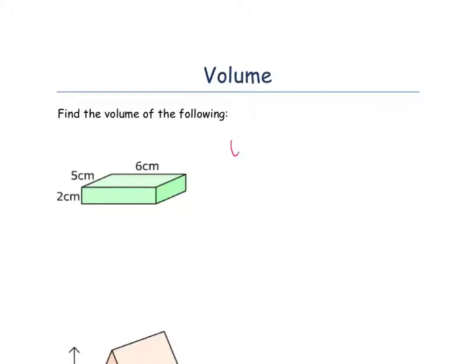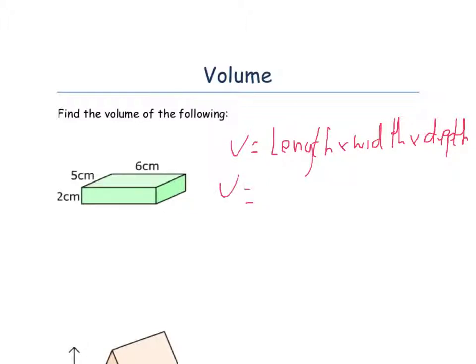We do volume equals length times width times depth. So we just multiply the three values given together. So volume is the length, which is 6, times the width, which is 5, times the depth, which is 2.